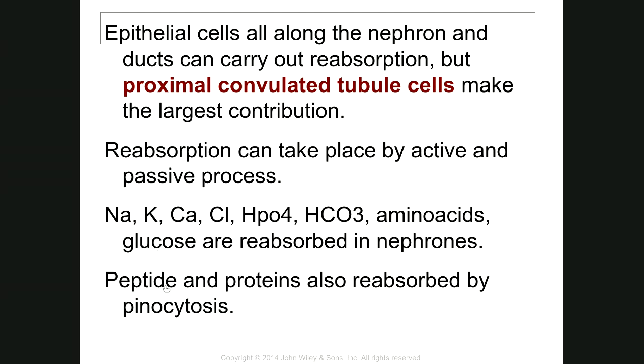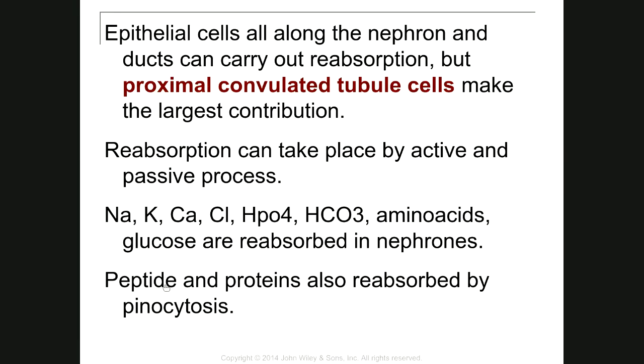Peptides and proteins are reabsorbed by pinocytosis. You know that proteins and peptides are large particles. They cannot pass through the phospholipid bilayer of the apical border. So by the other process, which we call vesicular transport or pinocytosis, they can easily come into the cells, and after that from the cells they can be reabsorbed into our bloodstream.